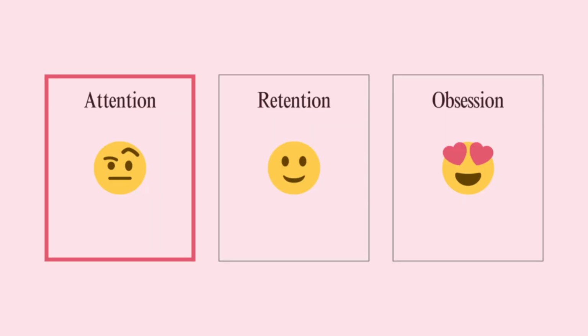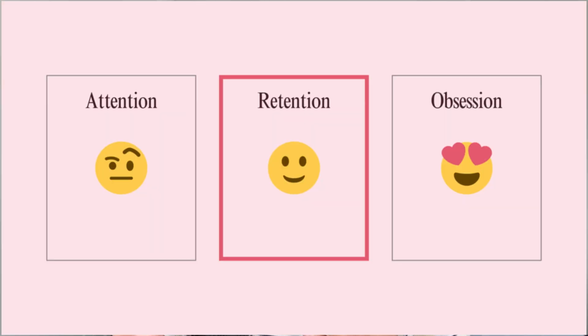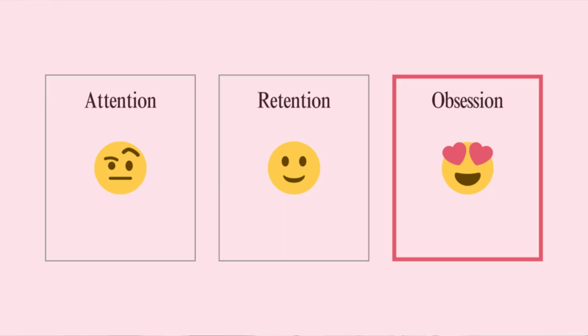Now, for a reel to be addictive, it has to do three things. The first is it grabs attention. The second is retention, that is, it's interesting enough for someone to watch till the end. And the third is obsession, which means it's interesting enough for them to either visit your profile or binge the rest of your content. So let's start with the first one, that is attention, how to make them stop on your reel. The main way to do this is through your hook.